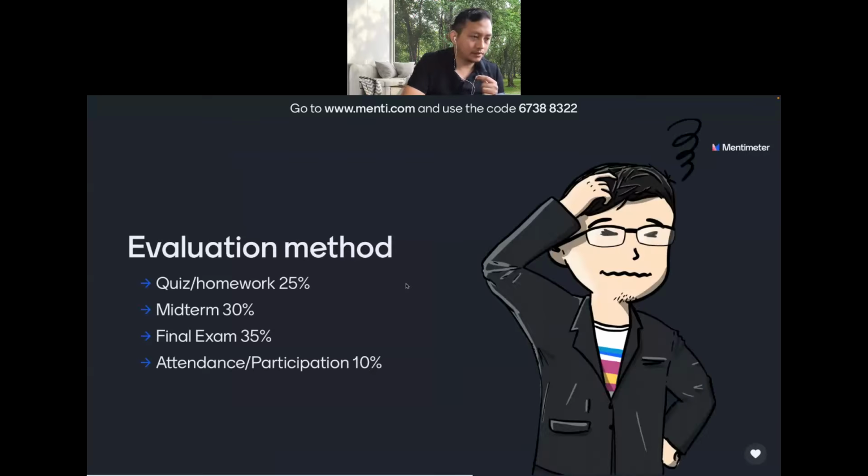Evaluation method: we will have 25% for quizzes and homework, so it's quite huge. I hope you don't forget the homework. The midterm is 30%, the final exam is 35%, and participation or attendance is 10%. For the quizzes themselves, I'm planning to have at least three quizzes, or maybe four, depending on our progress.